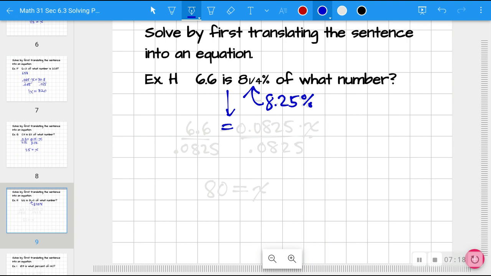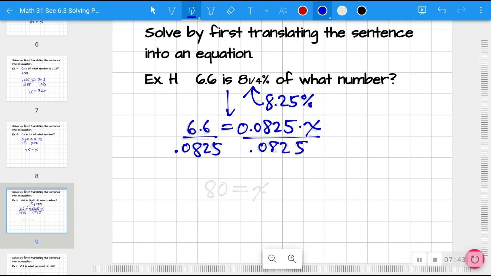Is, of, and let's fill in the numbers. 6.6 is 8.25%. Now we're going to switch the decimal 2 places to the left when we lose that percent sign. And of what number? So you have to divide both sides by 0.0825. And that cancels off this side. We wanted that to happen. Now we just have the x. And on the other side, 6.6 divided by that 0.0825, your calculator will display 80.